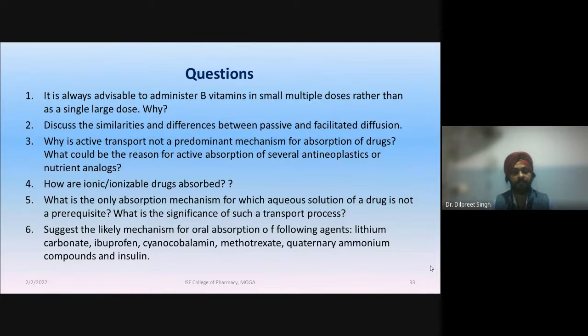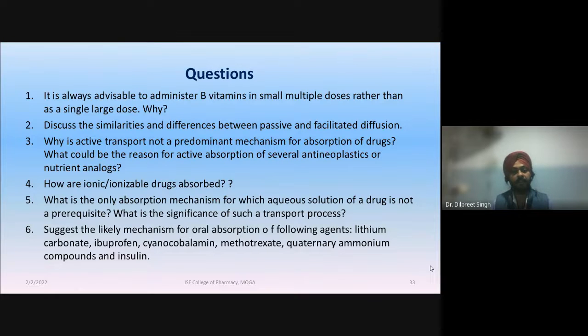What is the similarity between passive and facilitated diffusion? The similarity is basically that both involve the energy gradient. The difference is that passive diffusion allows molecules with less than 500 Dalton, while facilitated diffusion allows the absorption of molecules more than 500 Daltons.